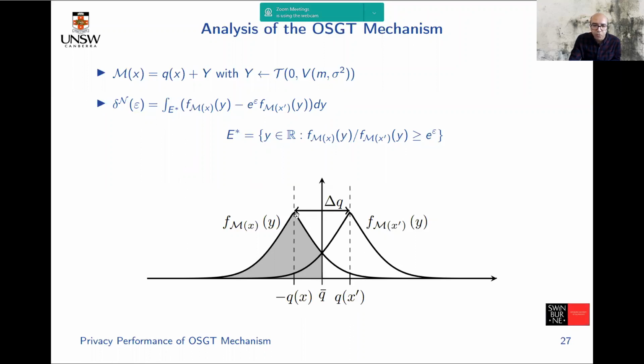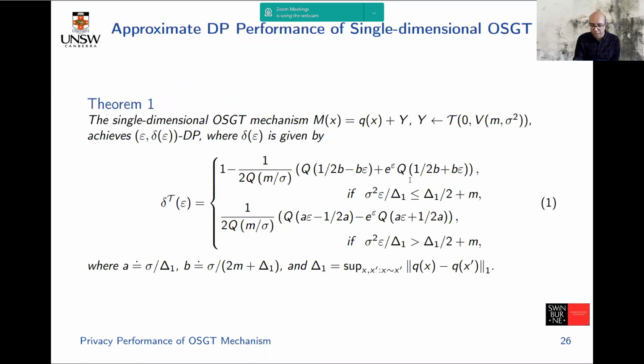So we need to find E star, and we need to look at these shaded areas, because we know that in this white area it is not possible to have this ratio satisfying this inequality, or we cannot find a y for which this probability density function is bigger than that one. That's why we need to focus on this and find those ones. But because this integral itself depends on the CDF of OSGT, and consequently on the Q function, you can see this kind of formulation here.